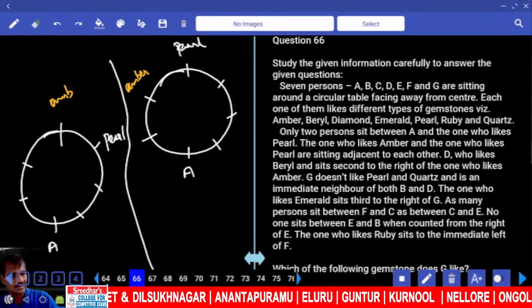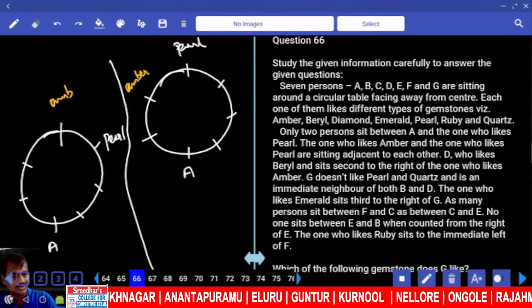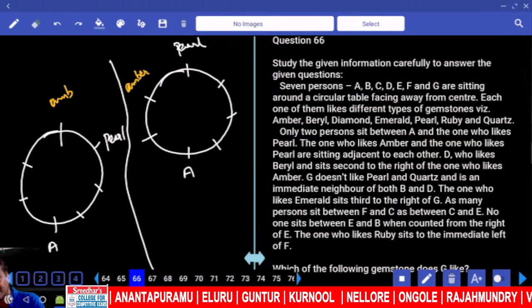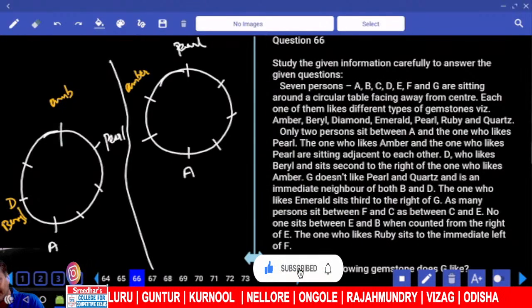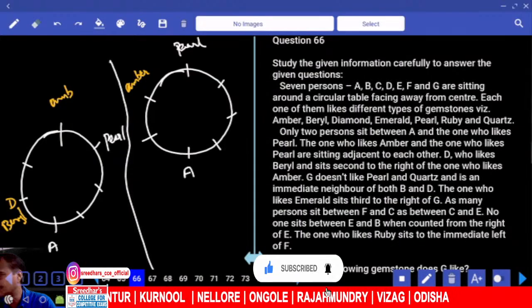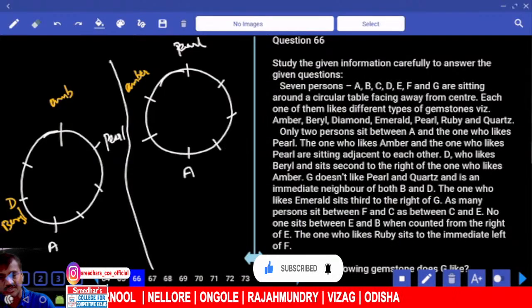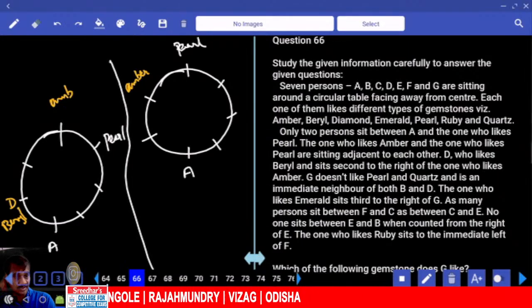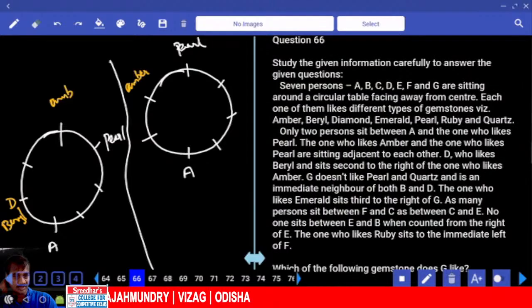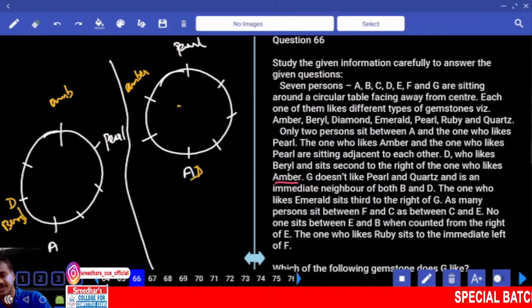Next one, and D who likes Beryl sits second to the right of Amber. Now D who likes Beryl, B-E-R-Y-L. Now D who likes Beryl and sits second to the right of whom? Sits second to the right of Amber. And C and D must be in the same place. Is it possible? No. And this case is completely ruled out.